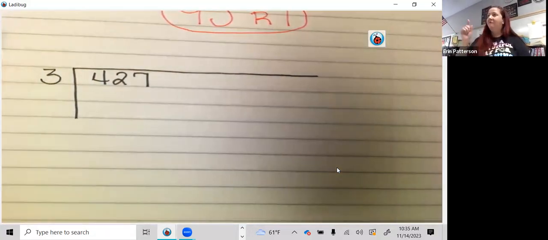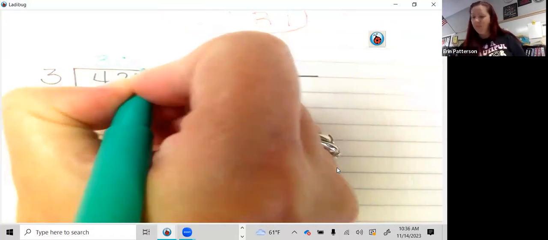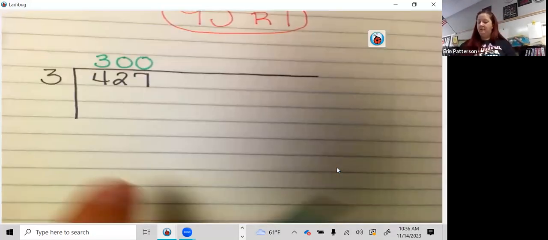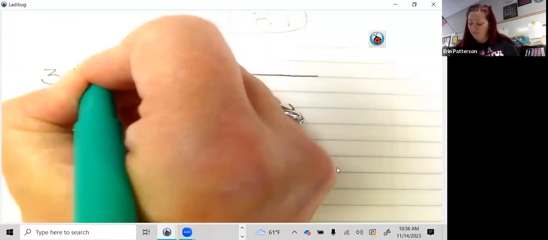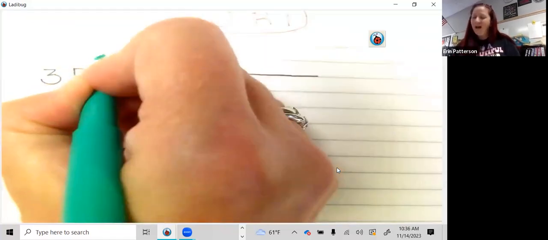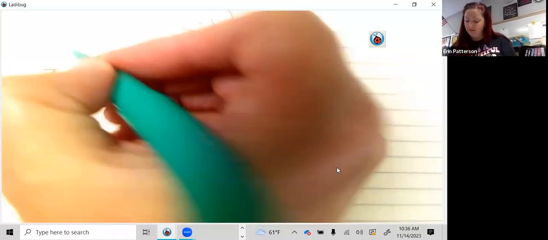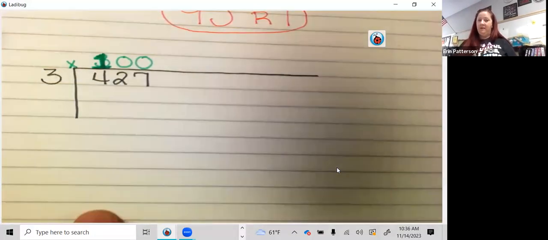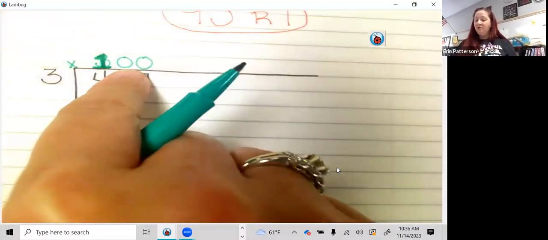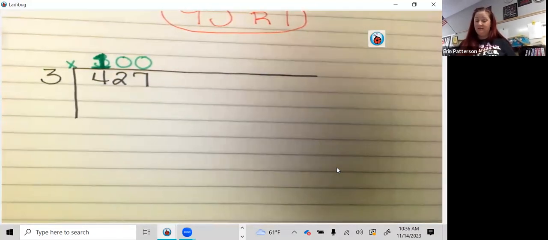So I write my friendly number up at the top because it's part of my answer. I'm going to give each kid 100 pieces of candy. There's a multiplication symbol here because I'm saying 100 to each of my 3 kids.